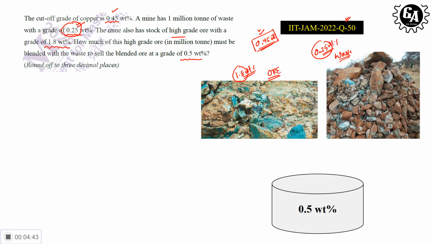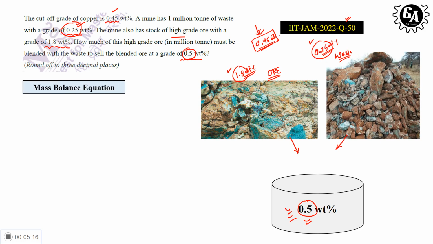So this is high grade 1.8, this is low grade 0.25, and you have to mix these two to make a blended ore of average grade 0.5 weight percent. We have to mix something from this one and something from this one, and make it 0.5 weight percentage. You can see that this 0.5 weight percentage is greater than the cutoff grade, 0.45. So this question can be solved by a simple mass balance equation.